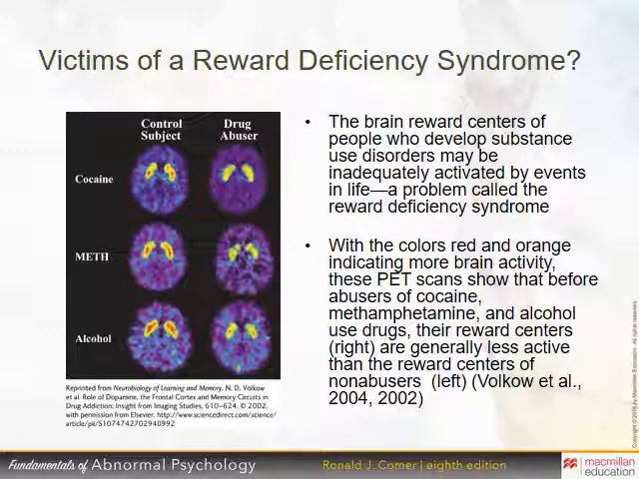to activate that. With the colors red and orange indicating more brain activity, these PET scans show that before abusers of cocaine, methamphetamine, and alcohol use drugs, the reward centers are generally less active than the reward centers of non-abusers. So when they do activate the system through drugs, again, that intense activation has more intense consequences.